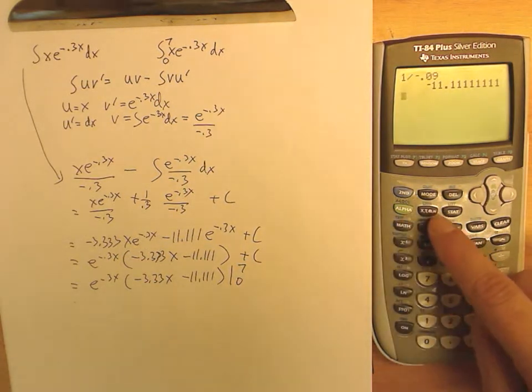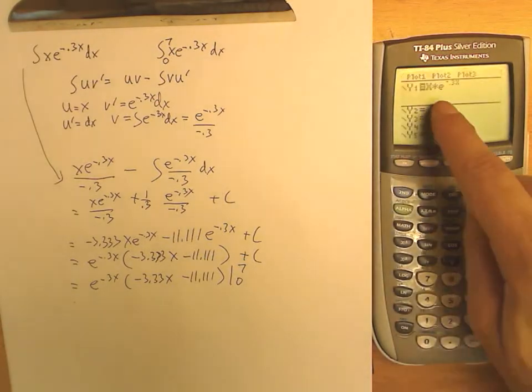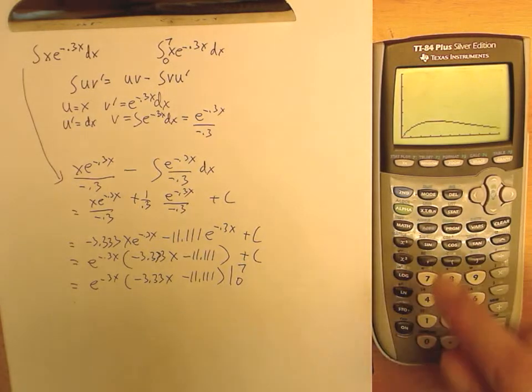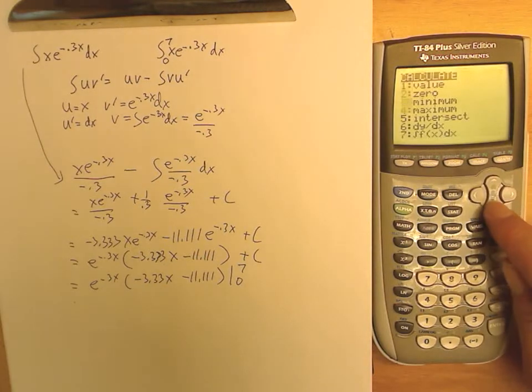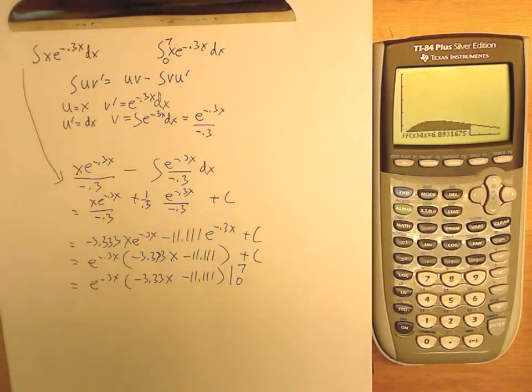So there are two different ways I can do this. For the definite integral, I can put y equals. I've already graphed it. So there's a picture of my graph. And now I can actually integrate it by doing second calc, integrate. Lower limit is 0. Upper limit is 7. It'll actually shade in the region it's doing, and give me the answer of 6.893.